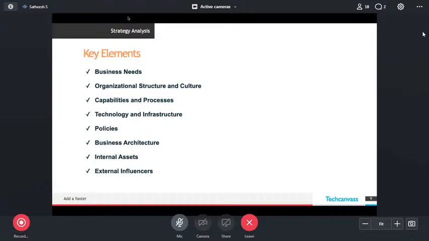The next thing is, what is the current technology infrastructure of SBI? How many data servers do we have? How many folks can log in at the same time, concurrent login?